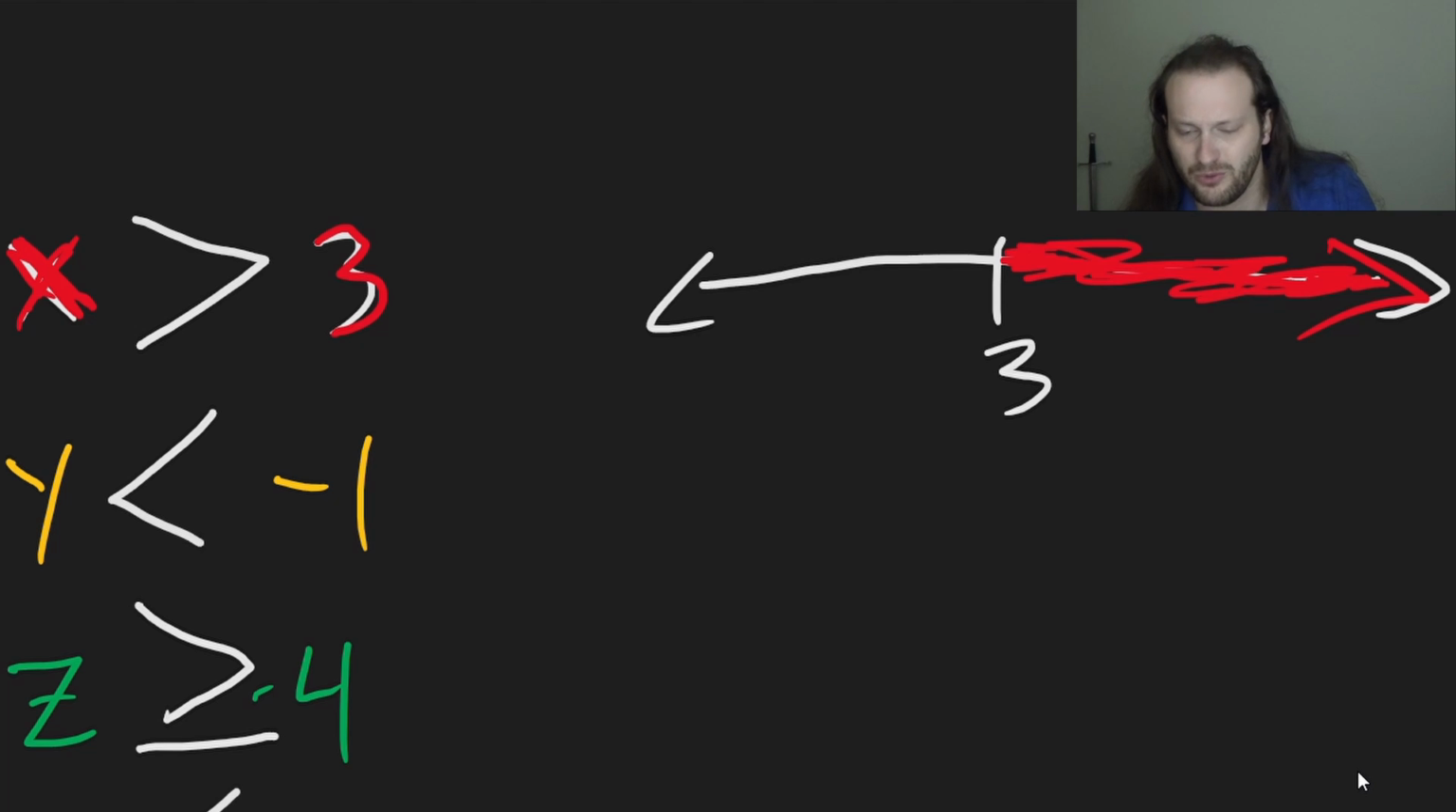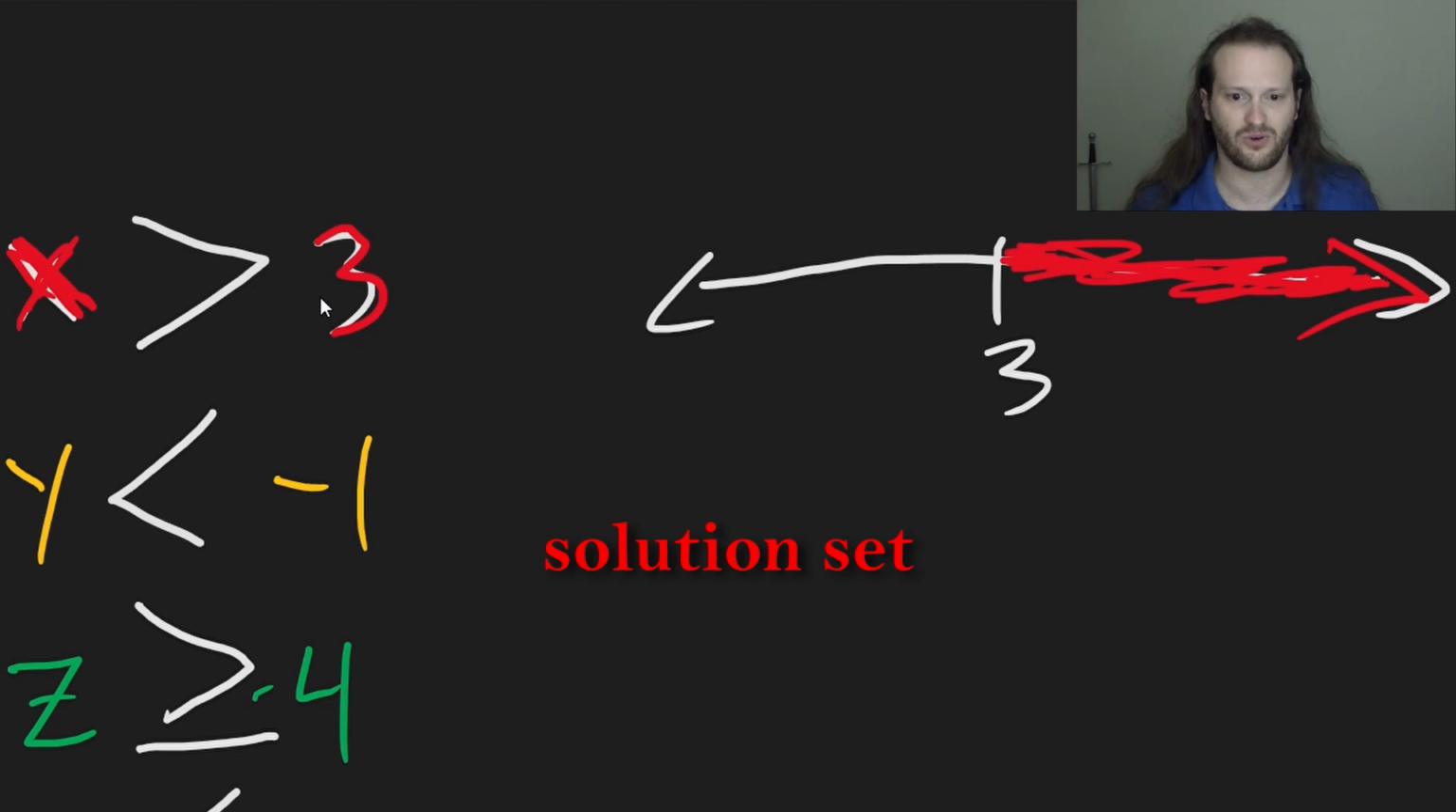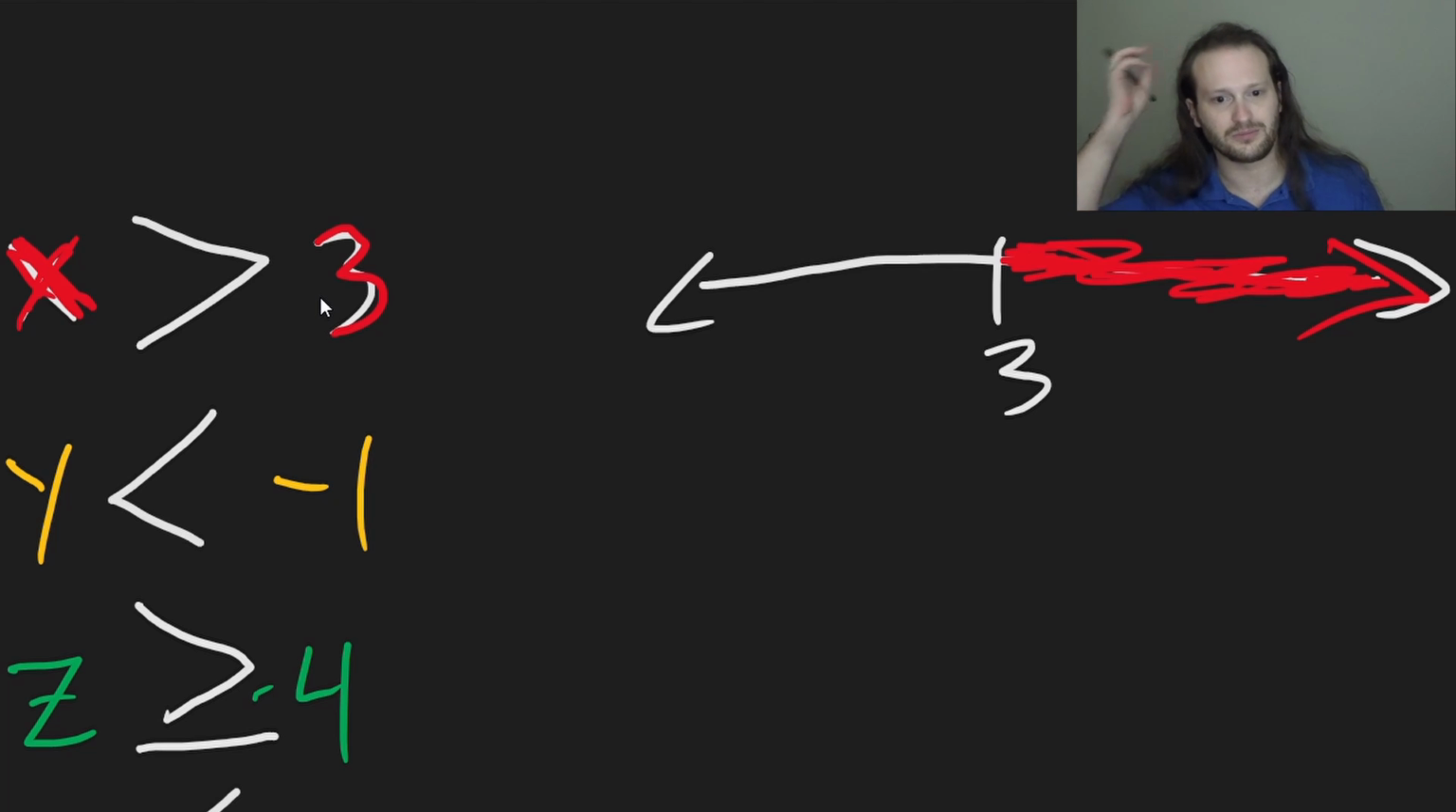But what about 3 itself? Well, 3 is not in the solution set of this. The solution set for anything is just the answers that it can have. Technically, the solution sets for any of those equations were just one value, but for an inequality, we can say the solution set is everything that's greater than 3, but not 3 itself, not for these ones.